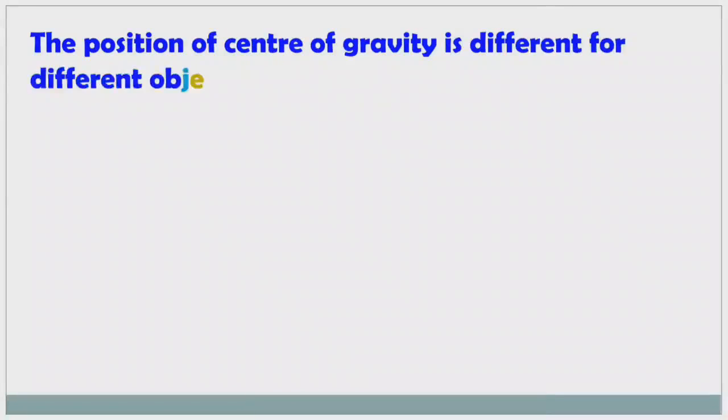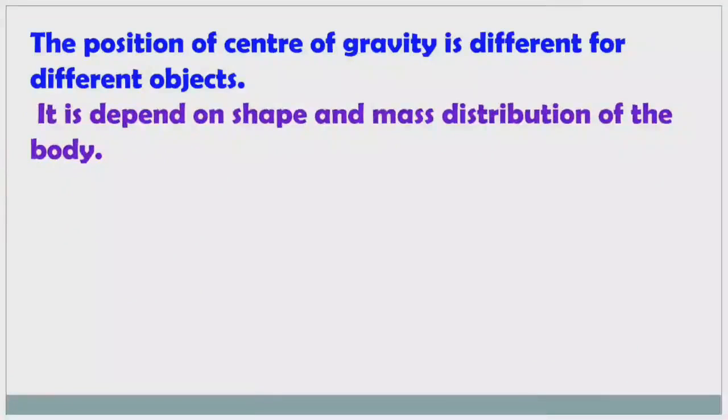The position of the center of gravity is different for different objects. It depends on the shape and mass distribution of the body.